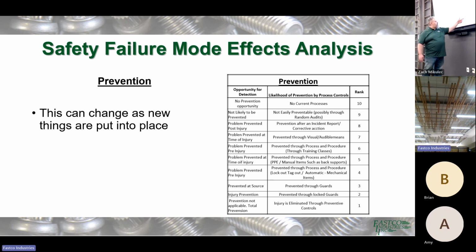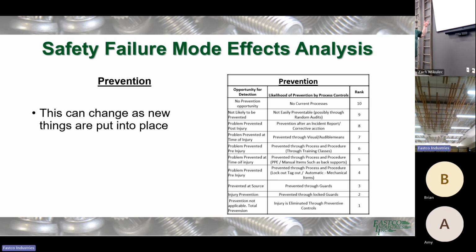So then, sorry, I forgot this prevention. These are just kind of rewording of the AIAG things for injuries. So then we go to problems prevented pre-injury. This would be stuff prevented through process and procedures like lockout, tagout, automatic, and mechanical measures. These would be things like a light curtain, where it's not a guard, but if you go through it, it's going to automatically shut things down. Lockout, tagout, when you set up, ideally, you lock out and get rid of all the energy. There's no way that should happen unless someone tampers with it.